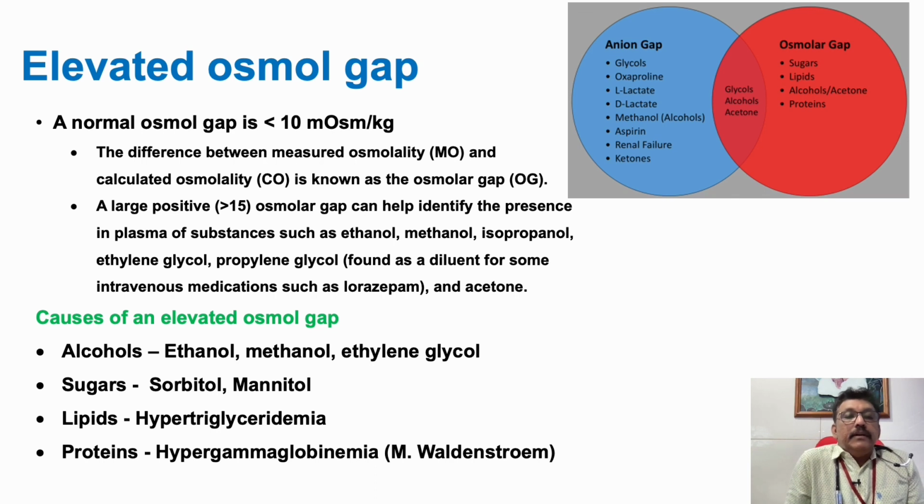You can see an elevated osmolar gap of more than 15. The common causes are ethanol itself, which can produce a high osmolar gap, methanol, ethylene glycol, mannitol, hypertriglyceridemia, and hyperammonemia like macroglobulinemia. All these can give an elevated osmolar gap. So with osmolar gap acidosis, always suspect toxic alcohol ingestion. That is very, very important.